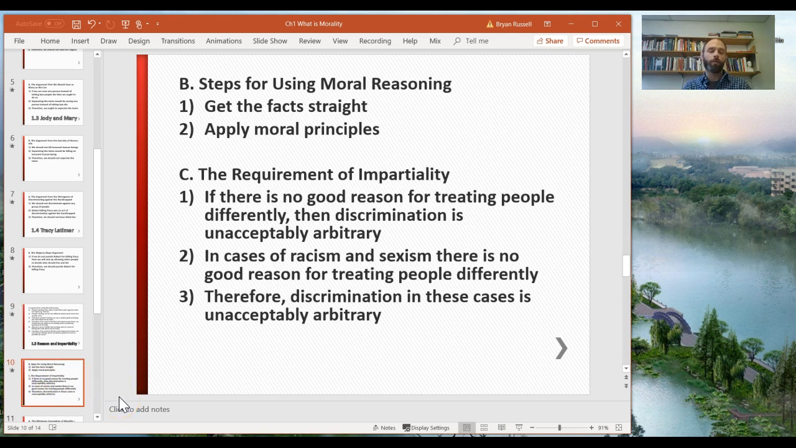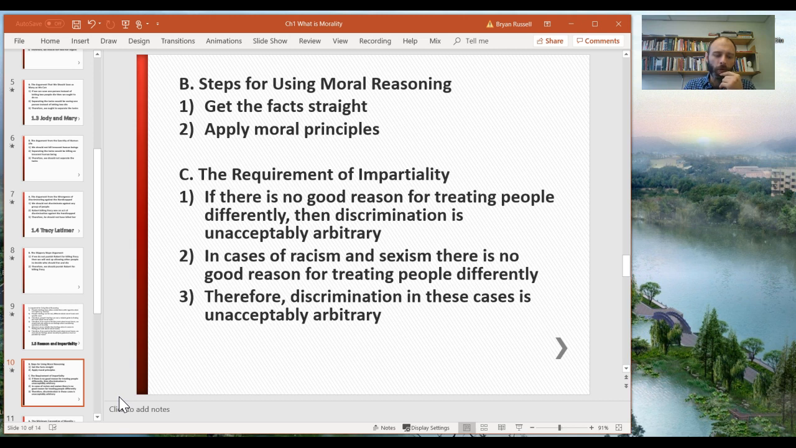So how do we go about this? How do we use our moral reasoning? Well, Rachels offers a two-step process. First we've got to get the facts straight, then we've got to apply the moral principles. We saw in each case we looked at, in each argument we considered, the second premise was always a statement about the facts of the case. And the first premise was always applying a moral principle to the case, or stating a general principle that we then applied to the facts of the case. But getting the facts straight is really important. We want to make sure that any bias we might have is not preventing us from seeing the facts of the case as they are.